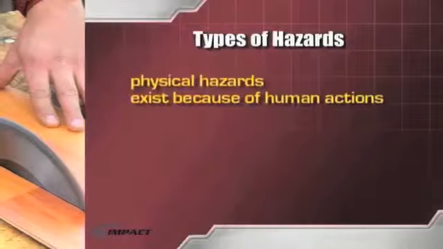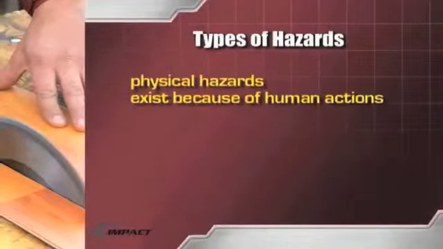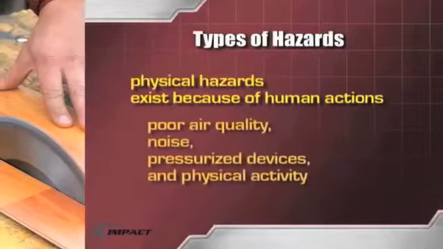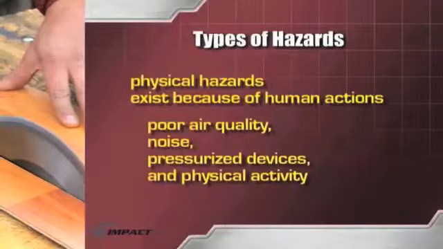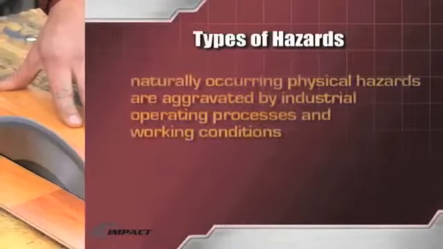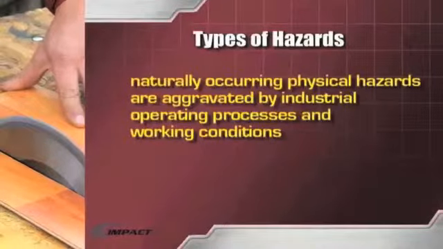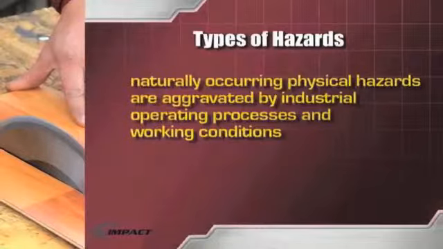Physical hazards are those that are neither biological nor chemical, but that exist because of human actions. For example, poor air quality, noise, pressurized devices, and physical activity. In some cases, naturally occurring physical hazards are aggravated by industrial operating processes and working conditions.